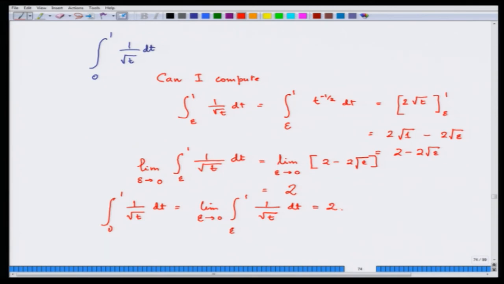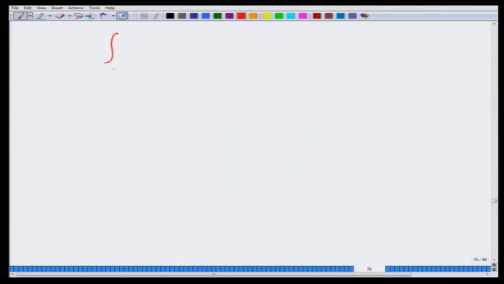There are harder examples which we will not get into, but where do such things come up? For example, the integral from 0 to 1 of log x dx. This is an improper integral because log 0 is not defined. So, how would you talk about it? There are other improper integrals. For example, I can talk about the integral from 0 to infinity of sin x by x dx.